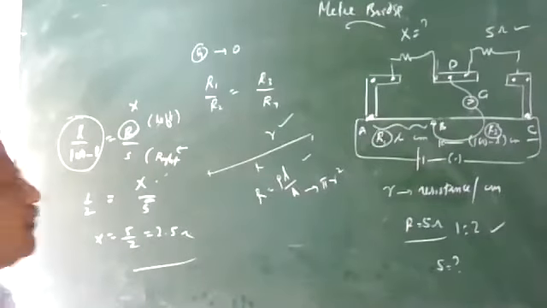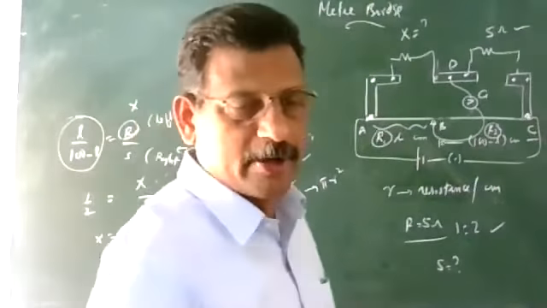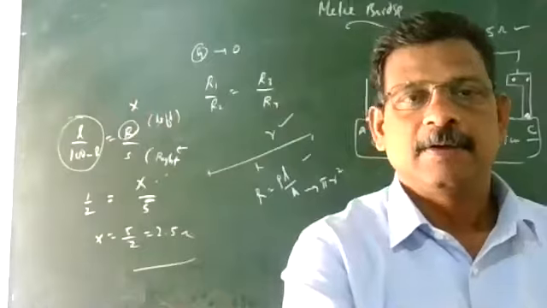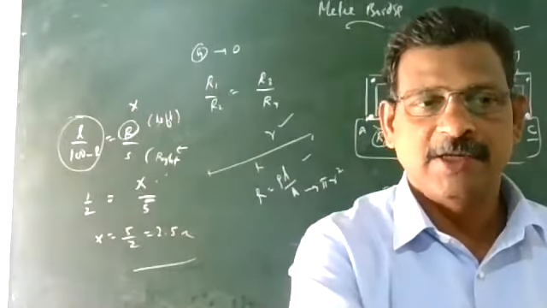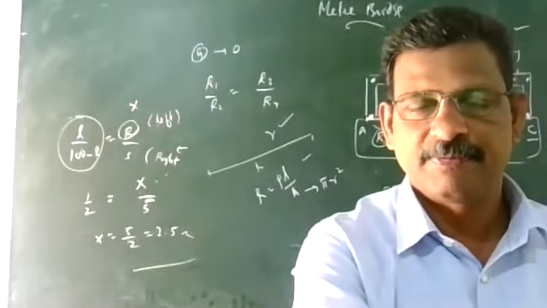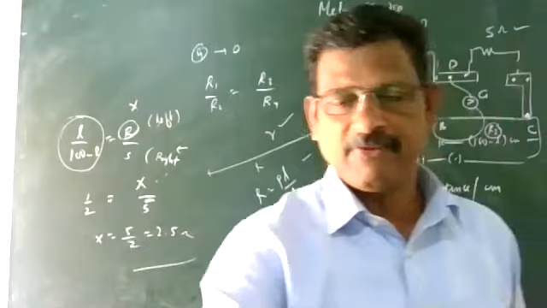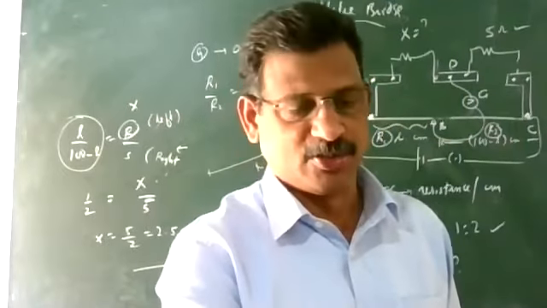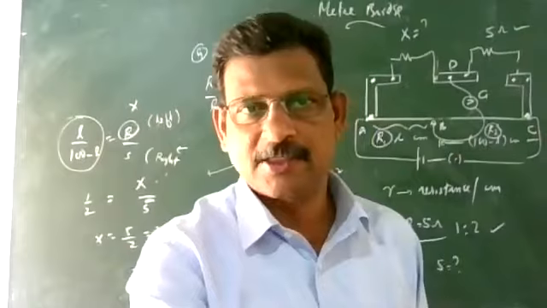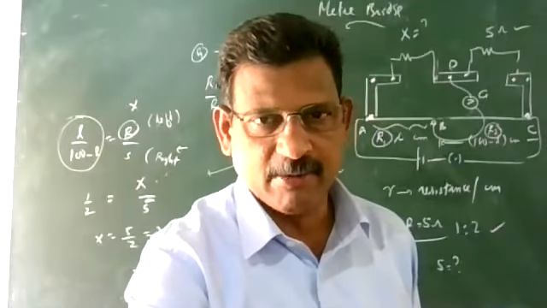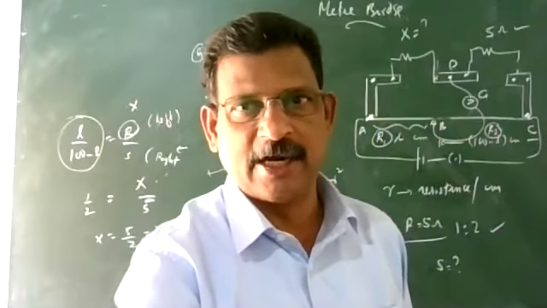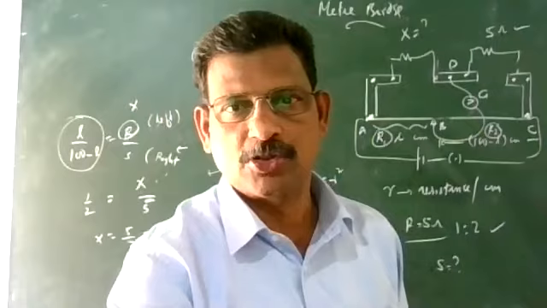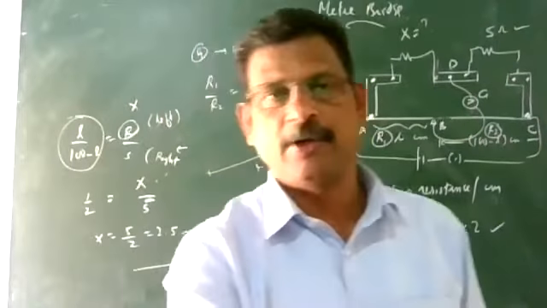Next, we have one last topic remaining in this chapter, that is the potentiometer. Potentiometer is a device used to measure EMF, to compare EMFs, and to find internal resistance. So the main discussions are EMF comparison and finding internal resistance. Both are repeated board questions. That is the last topic of this chapter.